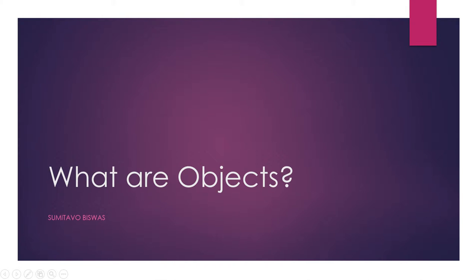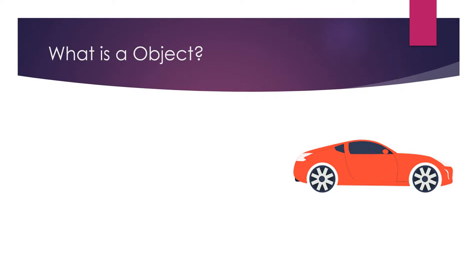Hello, in this lecture, we are going to see what objects are. Now, what actually is an object? An object is nothing but what you see in your real world around yourself. To give you a very simple example, a car that you see around yourself is an object, right?